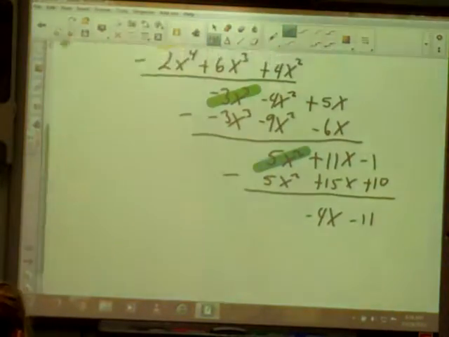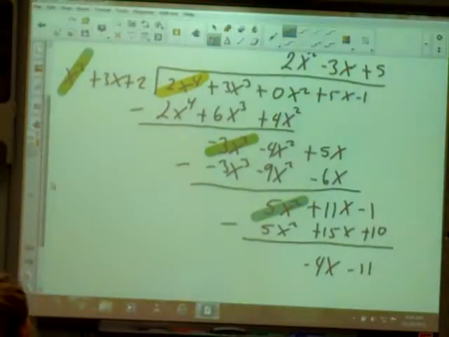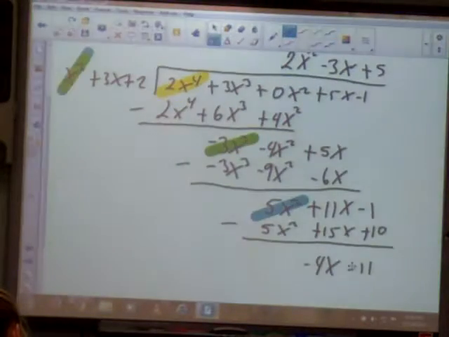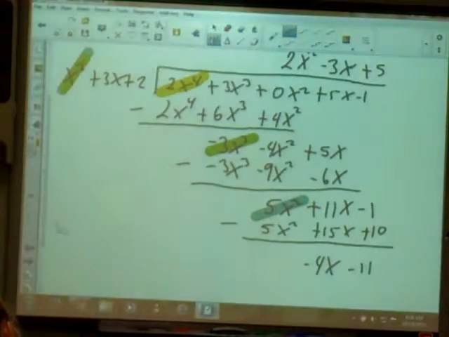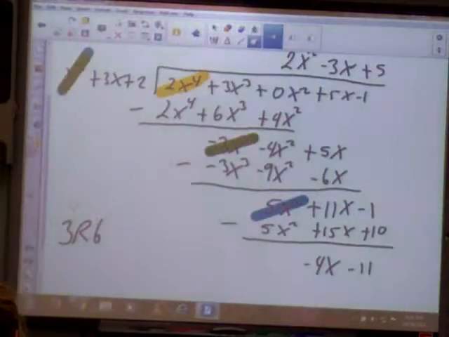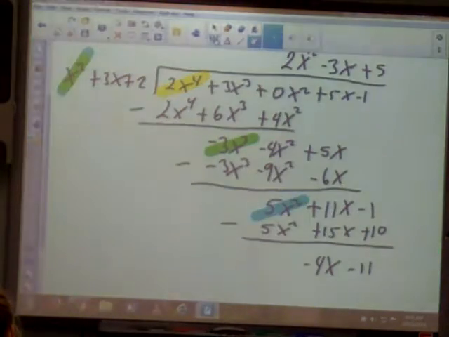Now, do I have anything else left to bring down? No. So, what's this thing down here that's left over? It has a name. A remainder. Good, David. And when you were little, if you had like 3 remainder 6, you would just write 3R6. We don't get to do that anymore. To write our answer, here's how we do it.